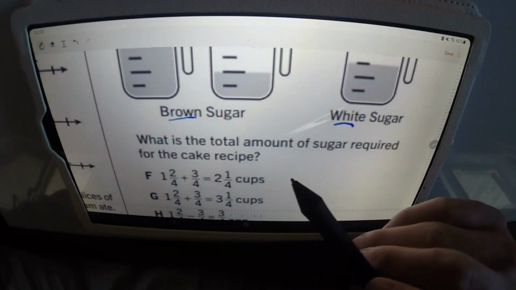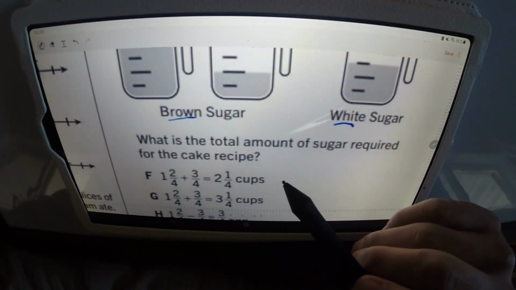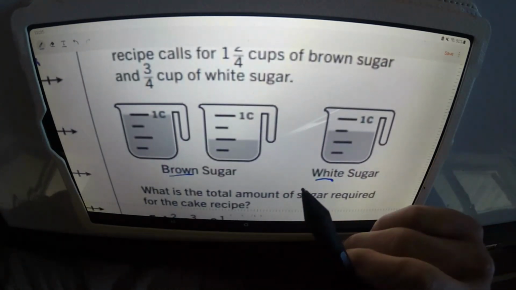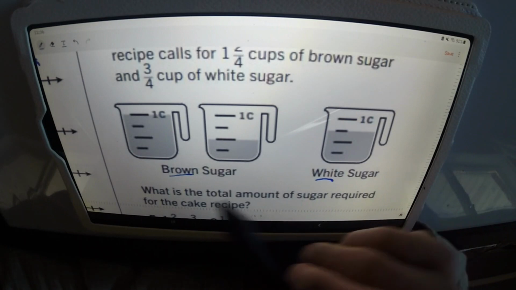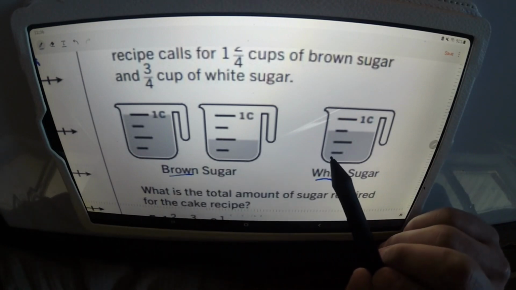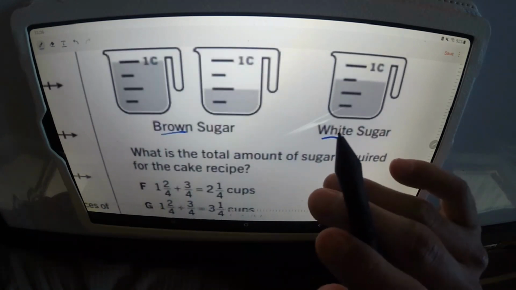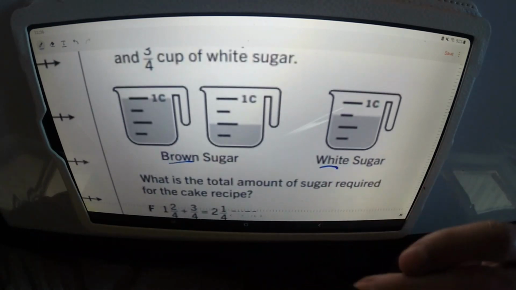They want to know what is the total amount of sugar required for the cake recipe. So when you hear the word total of something, it means add them together. So this plus this. Now there are two ways of doing this, right? I'm going to show you the visual way. So this is what it looks like.